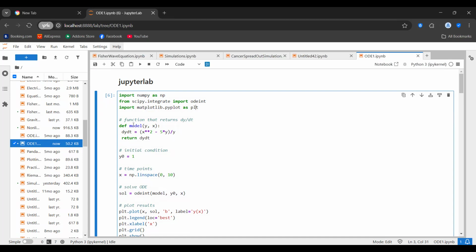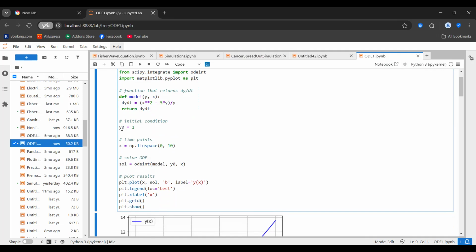All right, so for our model here, y, x, and dy dt is x squared minus 5y over y. So this is our derivative of y with respect to time. It also means the derivative of y with respect to x, so we just denote it by dy dt. Our initial value is y sub 0 equal to 1, and our x here is from 0 to 10.